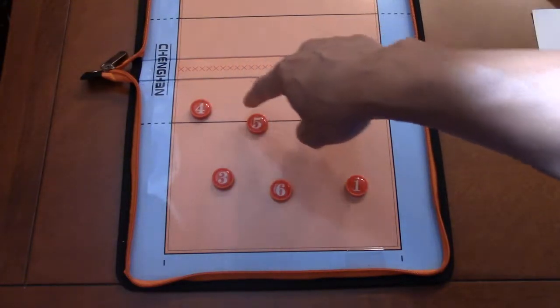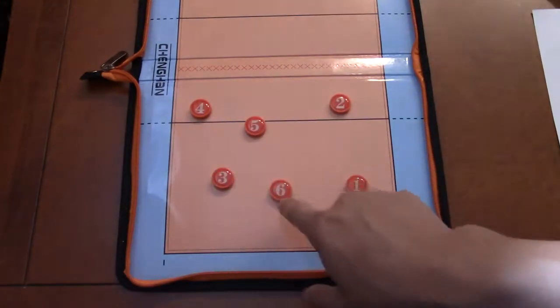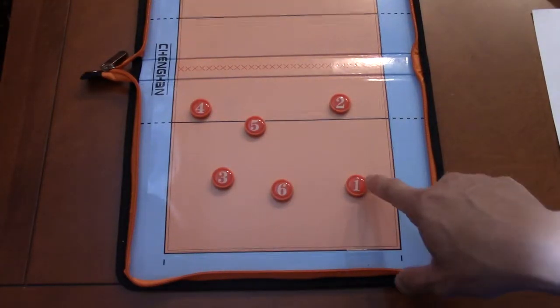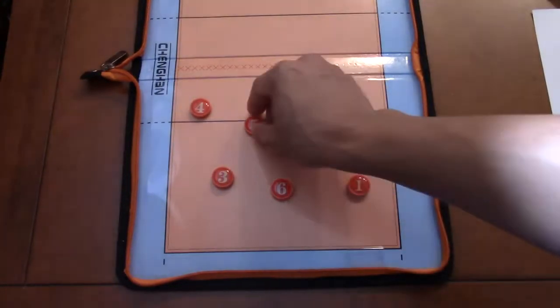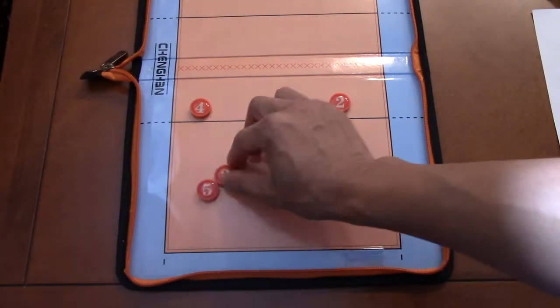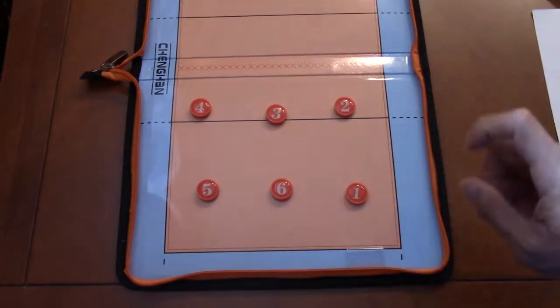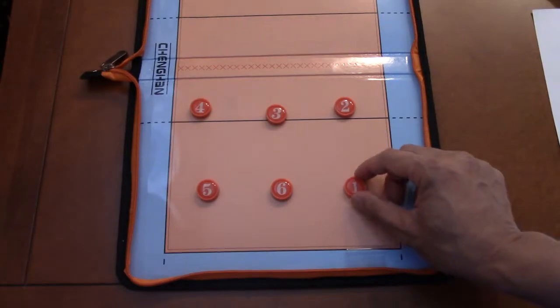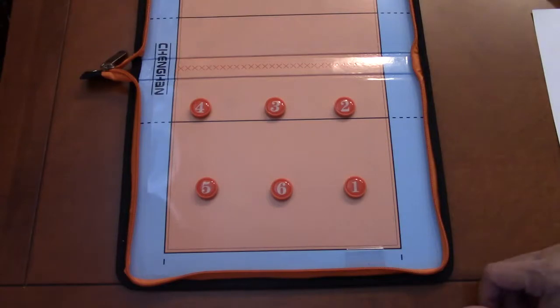Is player 4 closer to the net than player 5? Yes. Is player 5 closer to the left sideline than player 6? Yes. And is player 1 closer to the right sideline than player 6? Yes. So there is actually a lot of freedom in terms of court positioning, as long as you know what the rules are and where players are allowed to be and where they're not allowed to be.